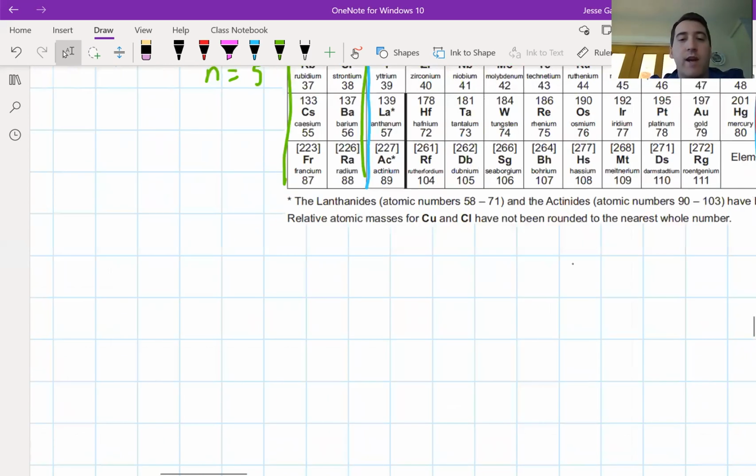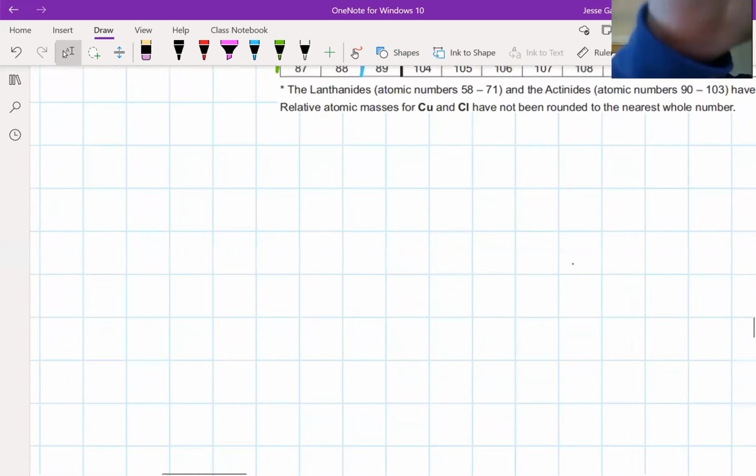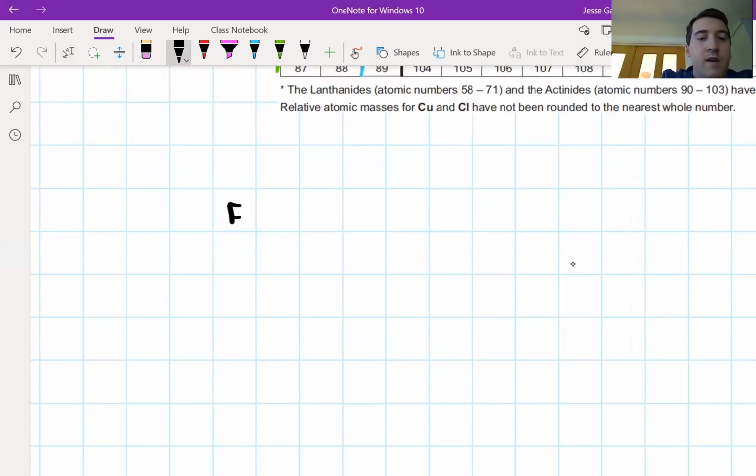Say you were asked to write the electronic configuration of fluorine. Okay, so fluorine. The very first thing you've got to do when you get asked to do the electronic configuration of fluorine is go to your periodic table and find out how many electrons it has. So I need to find out how many electrons fluorine has.